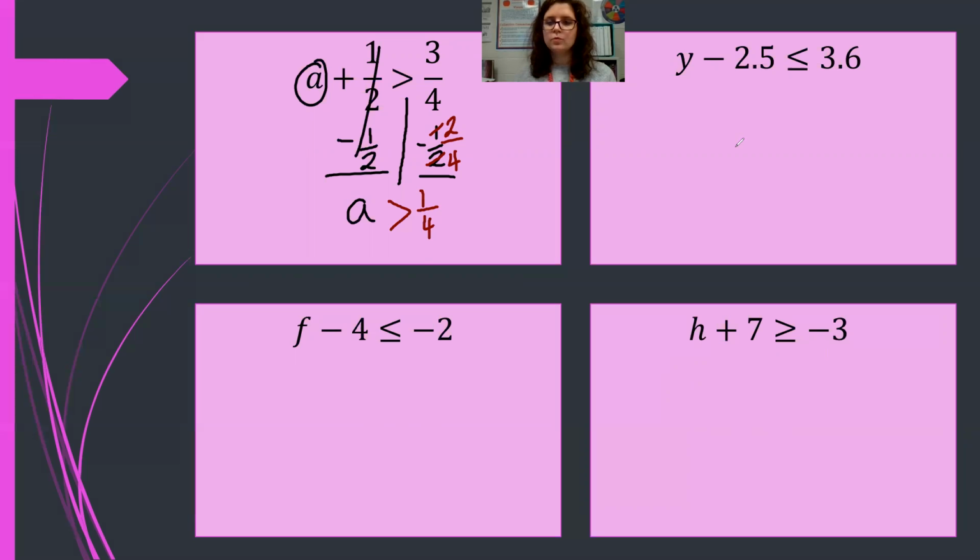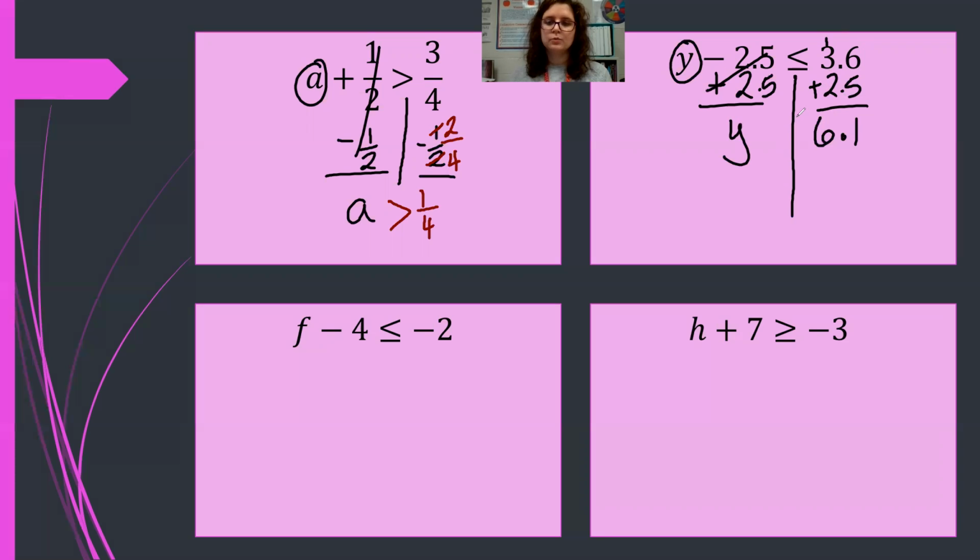The next one, y minus 2.5 is less than or equal to 3.6. Divide up my two sides, circle my variable. We undo a subtraction with addition, so add 2.5. We have y. 5 plus 6 is 11, carry my 1. 1 plus 3 is 4, plus 2 more is 6. Y is less than or equal to 6.1.